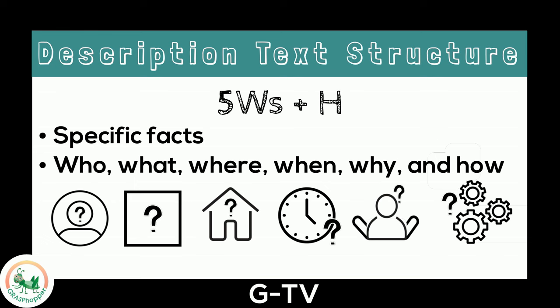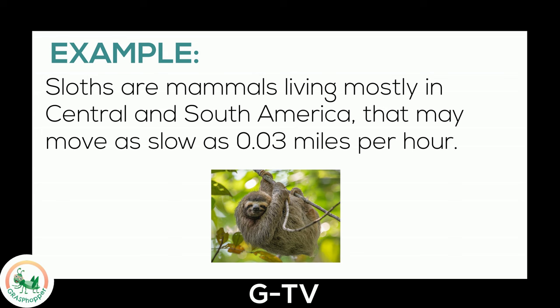Here's an example sentence using the 5 W's + H. Sloths are mammals living mostly in Central and South America that may move as slow as 0.03 miles per hour. This description sentence gives specific facts about sloths, including where, what, and how information.